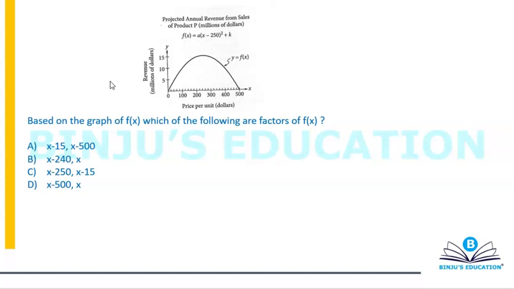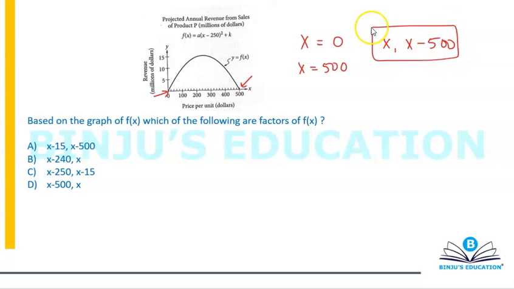Based on the graph of f(x), which of the following is a factor of f(x)? Now a factor basically corresponds to a point where the parabola intersects the x-axis. It is intersecting the x-axis at 0 and at 500. So I have my two roots, one as x equals 0, another as x equals 500. So one factor will be x, another will be x minus 500. So D is the correct answer.